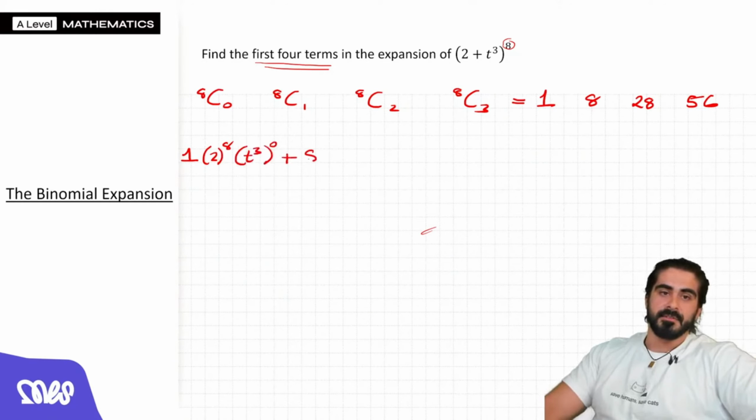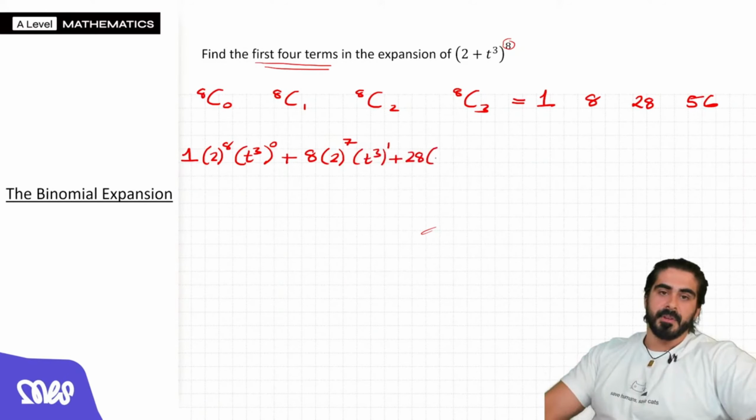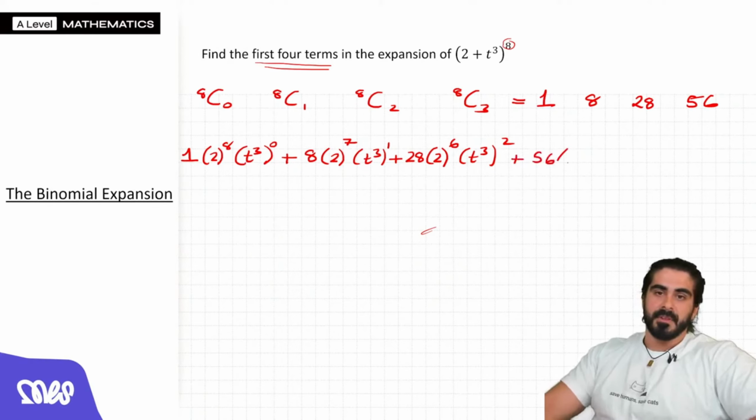Then we have 8. Then we have 2 to the power of 7, it's going to go down in power. t cubed, this is going to go up in power now. Then 1, 28, 2 to the power of 6, t cubed squared. Also notice that the powers add up to 8. 8 plus 0 is 8. 7 plus 1 is 8. 6 plus 2 is 8. Yeah? Plus 56, 2 to the power of 5, t cubed to the power of 3.